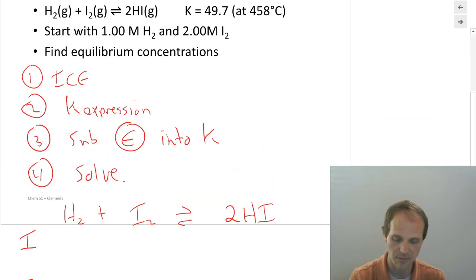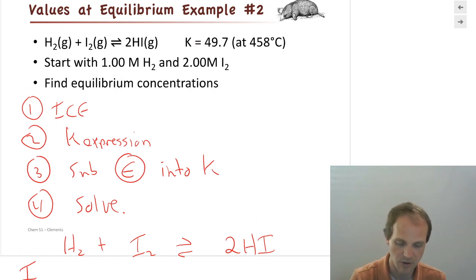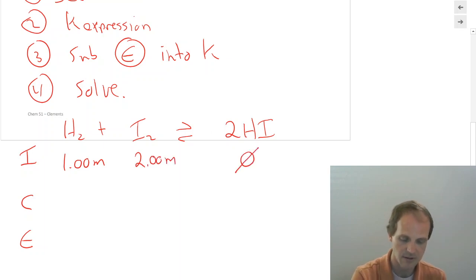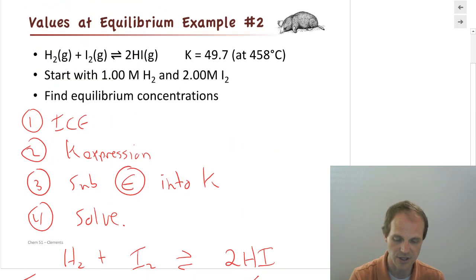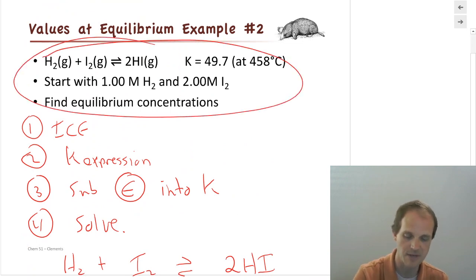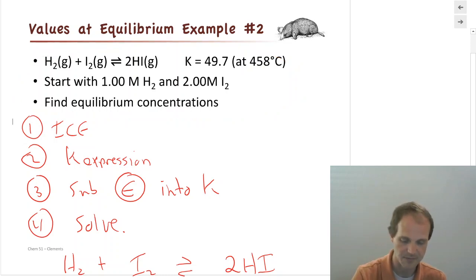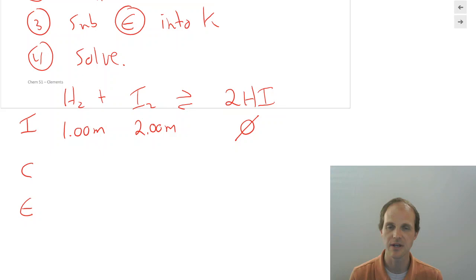We look back up, our problem statement tells us H2 is 1.00 molar, I2 is 2.00 molar, no HI. How do we know it's no HI? Because nobody told us there was. In the problem statement, it didn't say anywhere, I've got HI. If it's not mentioned, you can assume that there's none of it. So we have none of that. What do we know? We're going to make some HI as we go along. So I'm going to do this in not the best way first, and then I'm going to show you kind of a better way to do it.